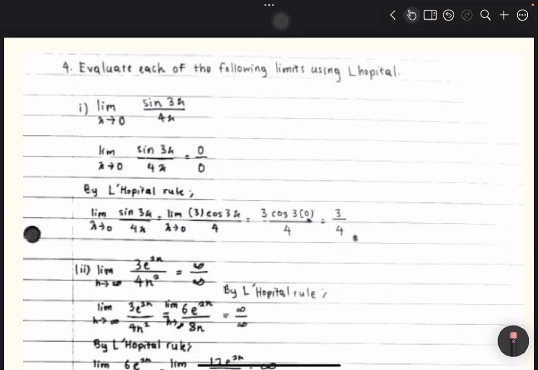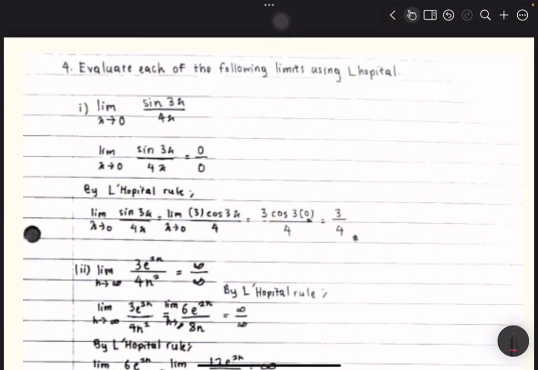So everyone, this is question 4. Question 4 is evaluate each of the following limits using L'Hopital's rule. So we're going to look at question 1. Question 1 is this. If we substitute 0 into the equation, we're going to get 0 over 0, which is an indeterminate form. So we can't do that. So we have to use L'Hopital's rule.